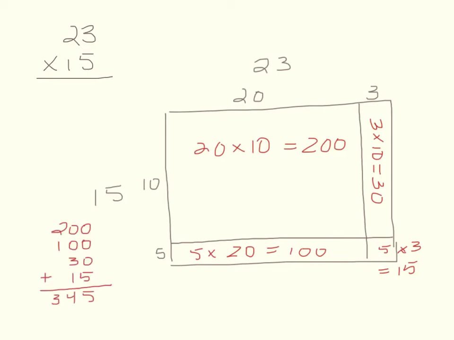So if we take all those partial products, and we would call each of these partial products, they're partial products of the larger equation, 23 times 15, and we add them all together here, we're going to end up with 345.